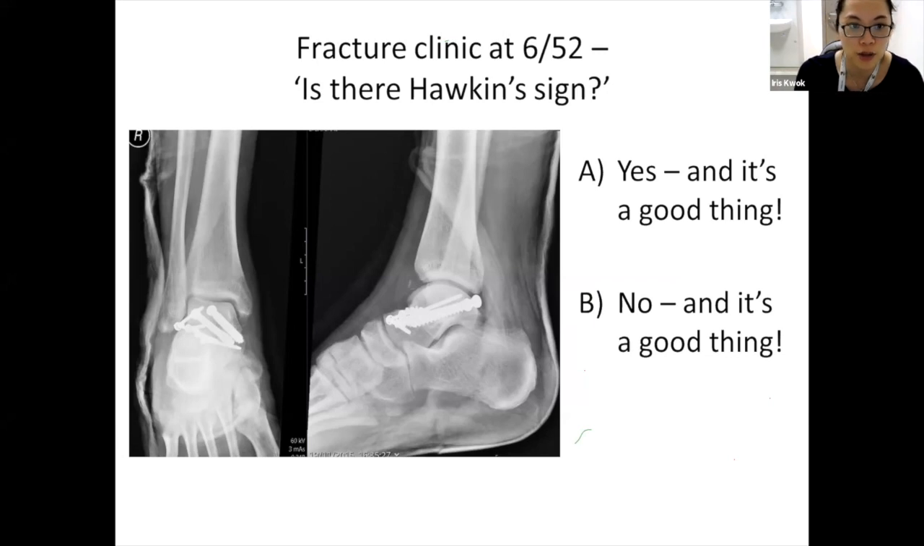So quickly vote on that. Is it a good thing to get a Hawkins sign, or is it a good thing to not get a Hawkins sign in your check X-rays? Oh, okay. So 2/3 of you think that it's a good thing to get a Hawkins sign, and 1/3 of you think actually no, we don't want a Hawkins sign. So the correct answer is that actually a Hawkins sign is something that you do want to see on X-ray. Okay, it's actually a good prognostic sign.